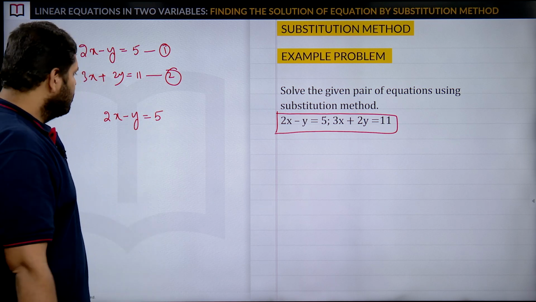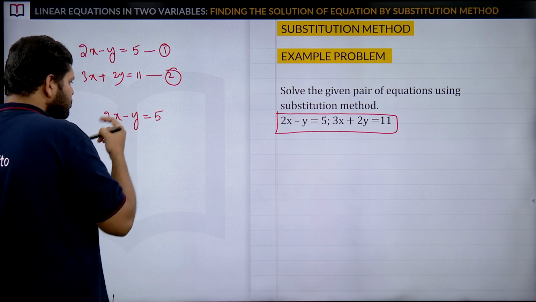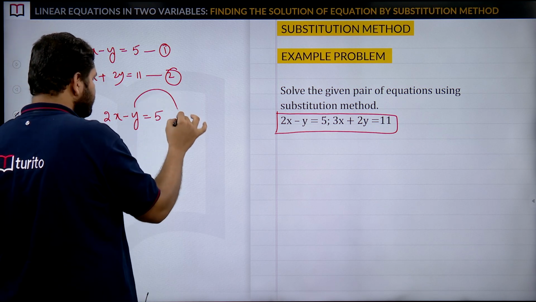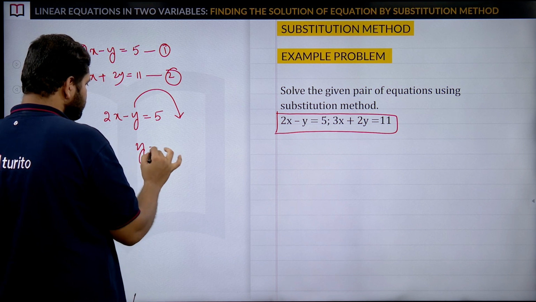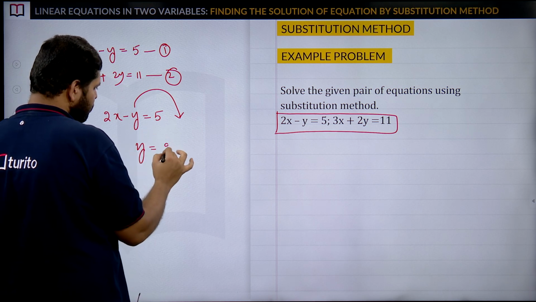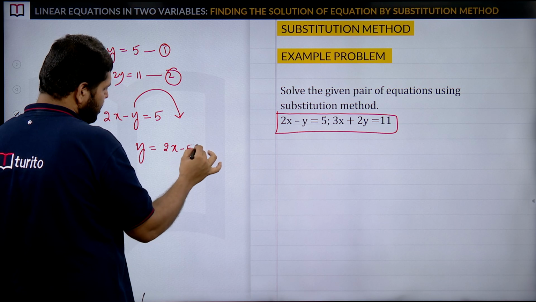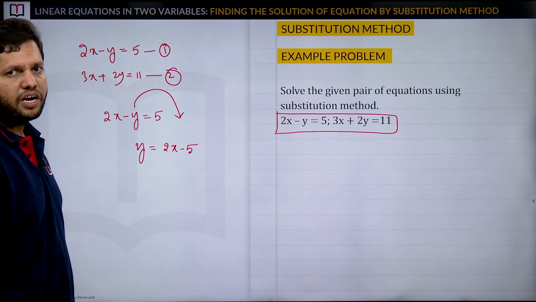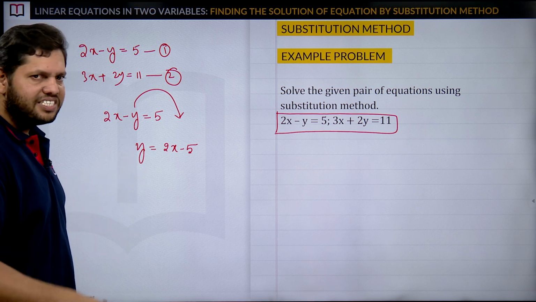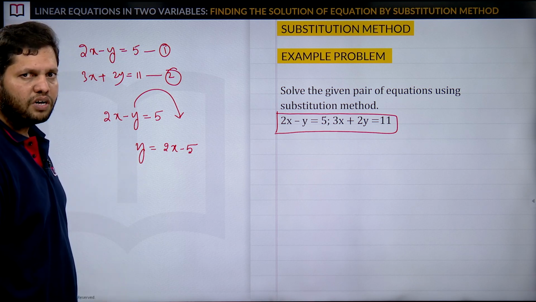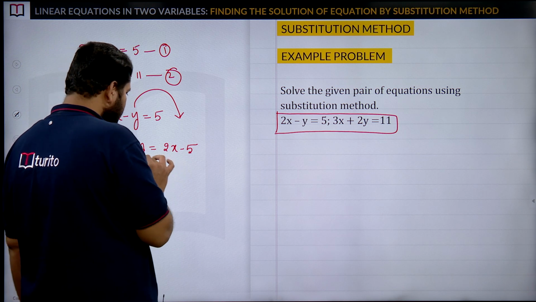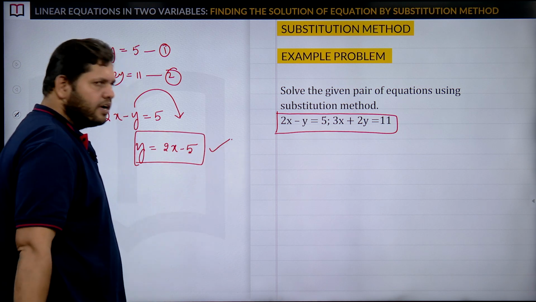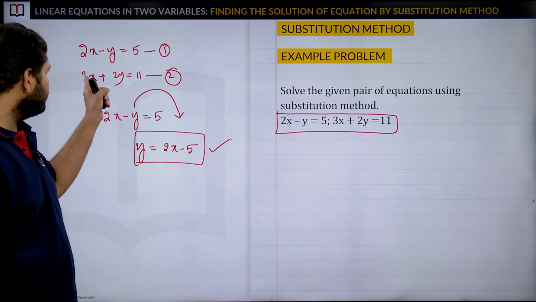Okay. I am writing this complete equation as y is equal to something in terms of x. That means I am transposing y to this side. So y is equal to, bring the 5 to this side, so we can write 2x minus 5. I am representing y is equal to something in terms of x. So I got y is equal to 2x minus 5. Children, take this y is equal to 2x minus 5 and substitute in equation 2.